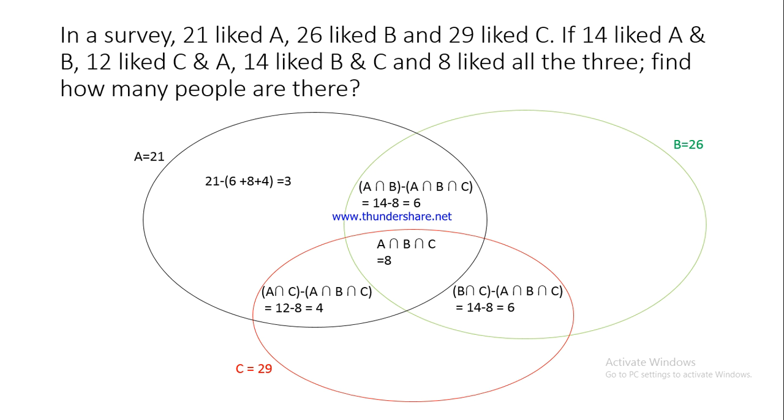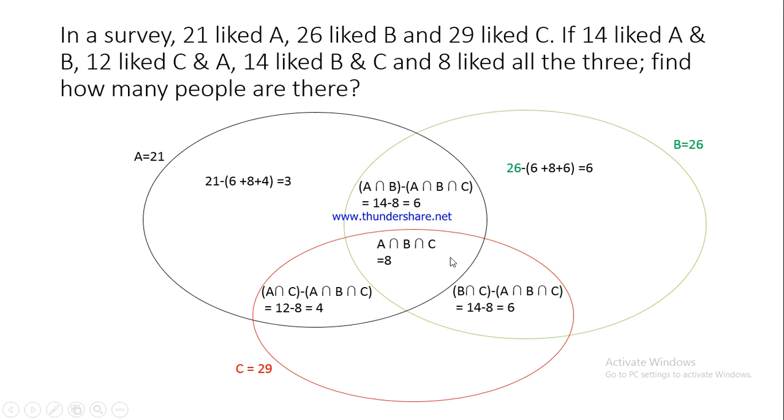So these are the ones who are basically liking only B, right? So what is the value of this particular portion? Only B. This value should be equal to 26 minus 6 plus 8 plus 6. So we have got this value, 6.